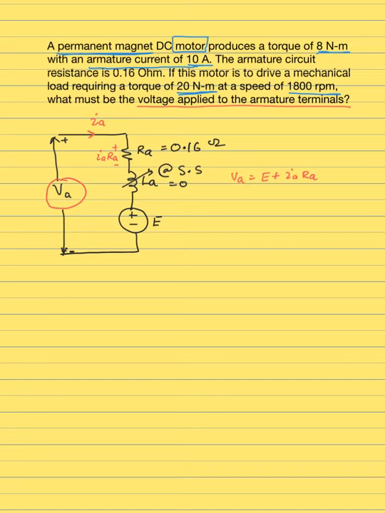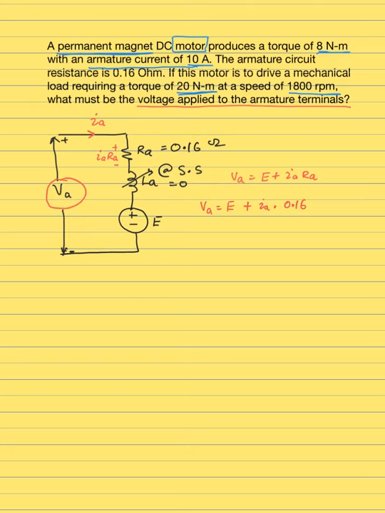So do we know E? Do we know RA? Do we know IA? Let's see what do we know and what needs to be calculated. E, pretty sure we don't know, it needs to be calculated. IA under this situation is also not known. What is known is the 20 Newton meters of the torque. The value of the RA is 0.16 ohms, so I'll have that there.